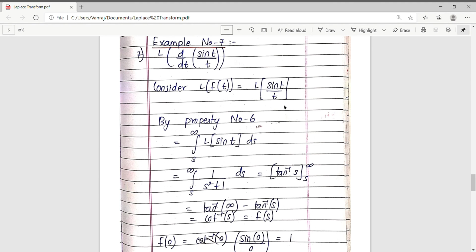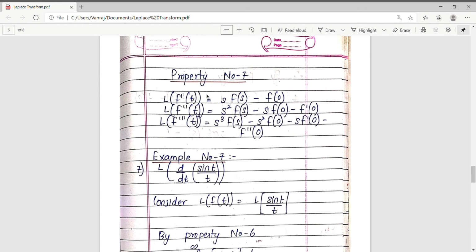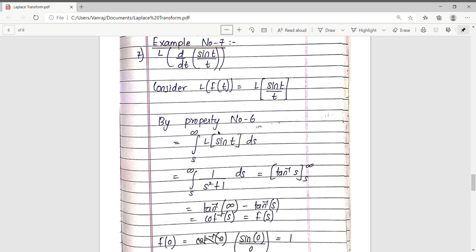Okay. So in this sine t upon t, sine t is f of t. So first of all, we will find the Laplace transform of sine t. Then we will apply this property. Okay, so the Laplace transform of sine t is simply 1 upon s square plus 1. So by using the formula of integration, we will write this tan inverse s, and the upper limit is infinity and the lower limit is s.